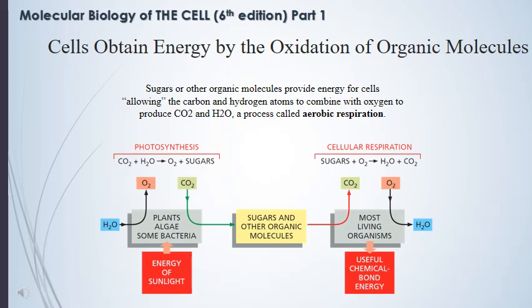Oxidation is a combination of a molecule that has potential to burn and oxygen, right? So we take sugars and combine them with oxygen. We harvest useful energy, and we generate water and carbon dioxide. And that process is known as aerobic respiration.